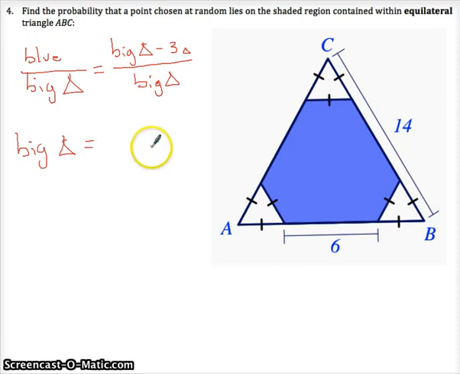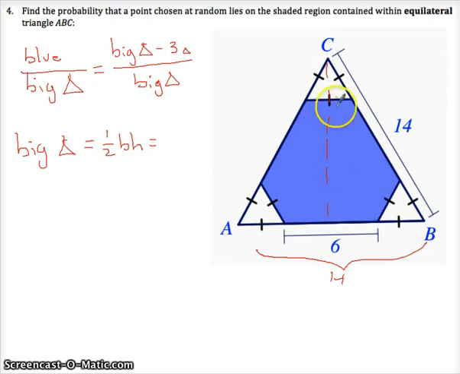That's it. For the big triangle, I kind of like doing half times base times height. The base of that triangle, from here all the way to here, is 14. The height kind of goes like this. Remember, this half is a 30-60-90, where this is 7, so this height is 7 square root 3. So this is half times 14 times 7 square root 3. Great. Oh, we should probably simplify that while we're at it. That'll be 49 square root 3.